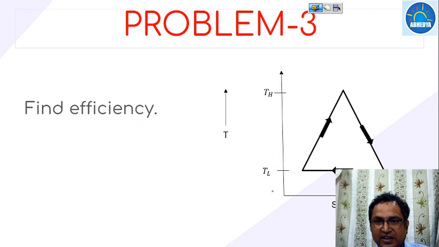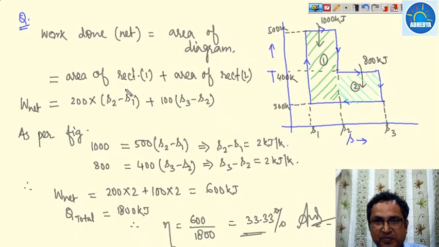Suppose you have been given this problem that there is a process from 1 to 2, 2 to 3, and assuming that this is point 1, this is point 2, and this is point 3. We are moving in a cyclic order, 1, 2, 3. So we have to find out the efficiency of this cycle. This is a really very good question. So now let us see how to solve this problem.